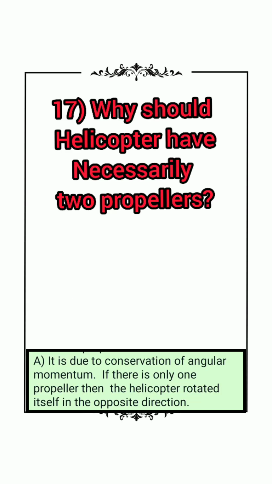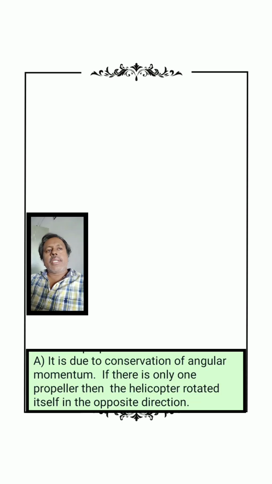16. Why should a helicopter necessarily have two propellers? A. It is due to conservation of angular momentum. If there is only one propeller, then the helicopter rotates itself in the opposite direction.